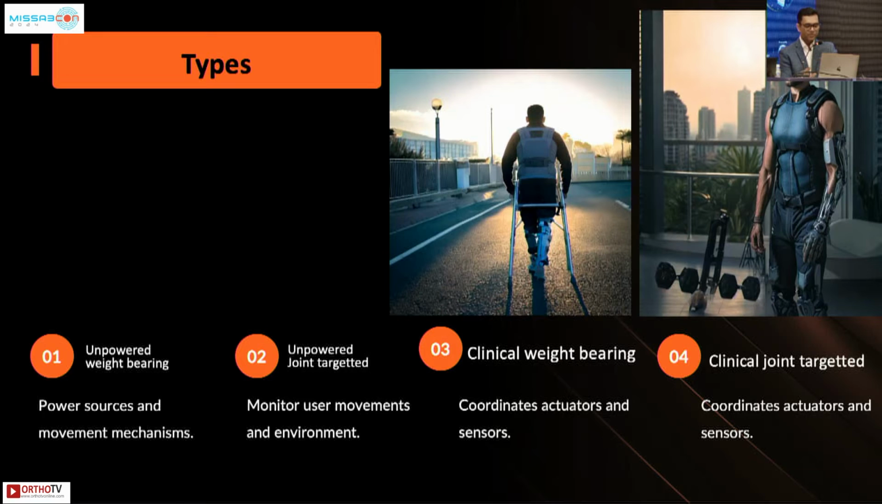Four types are broadly classified. One is unpowered weight bearing, where there is no power source, and the movement is basically on the body's mechanism, aiding an incomplete paraplegia or incomplete disability. Then you have an unpowered joint targeted, so it's specifically across a joint. Again, it is unpowered. And then you have the powered ones, which are both clinical, which can be just weight bearing for stability and standing, or across the joints for mobility and walking.